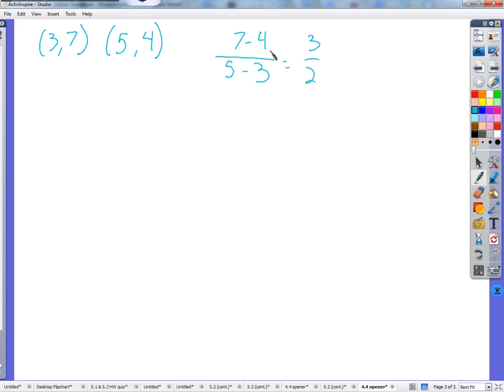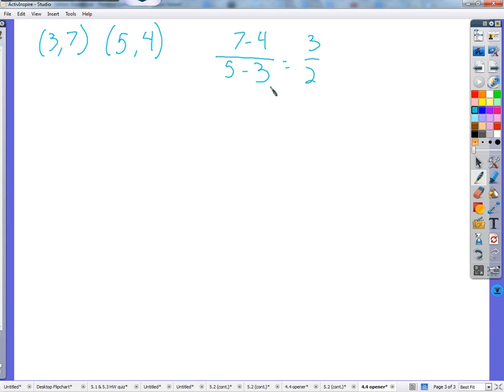It can still work. Maybe you didn't, but you certainly could have, okay? We'll talk about what's important as we use this to find the slope. So if I do 7 minus 4, I should have done 3 minus 5, and that would have given me a 3 over negative 2. It would have given me a negative 3 half slope, which is what it should have been.